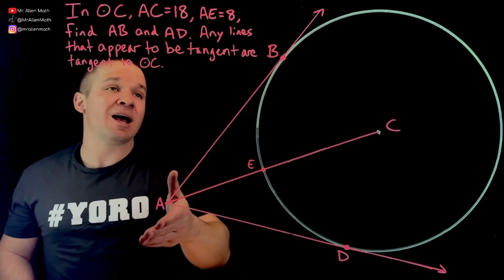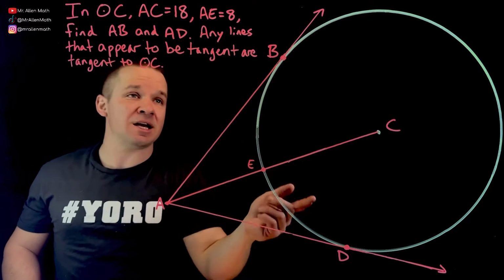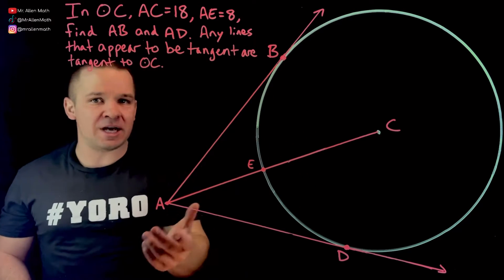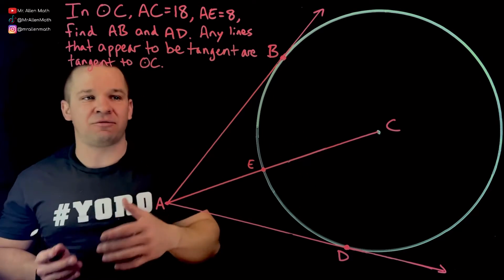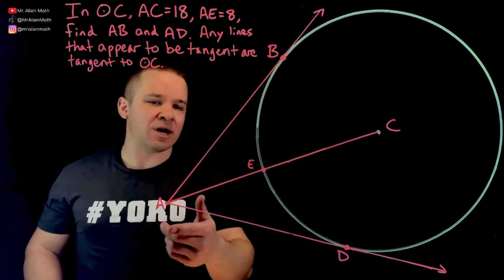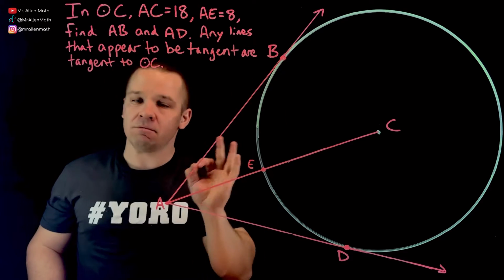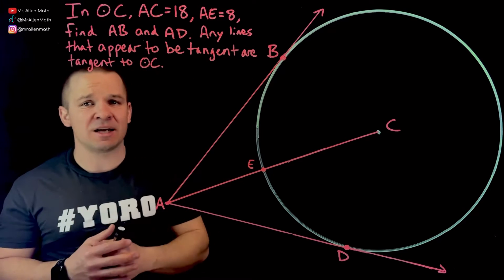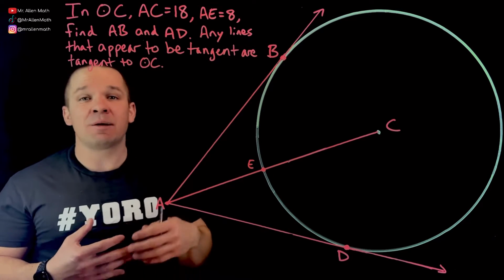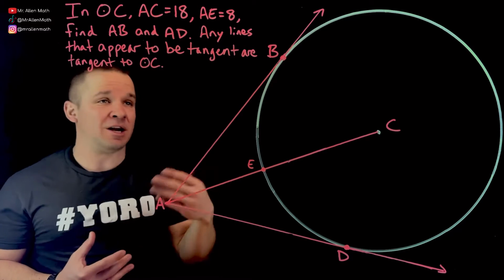They might just say that AB is tangent to circle C at point B, or they'll just say anything that appears to be tangent is in fact tangent, and then you can assume that, all right? So obviously it's not tangent here, it's going through, but it is tangent at D and at B. All right, cool. Now the nice thing about tangents is they come with some special properties that we're going to be using here in a moment, all right?